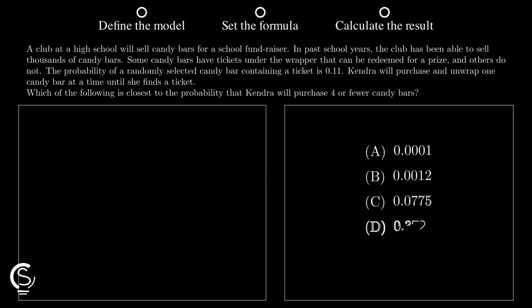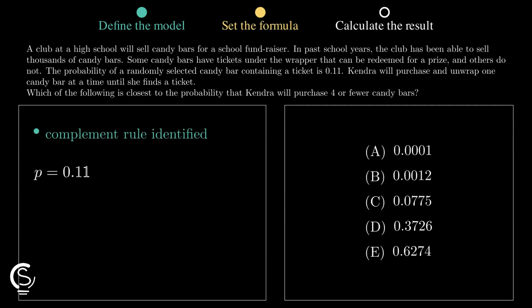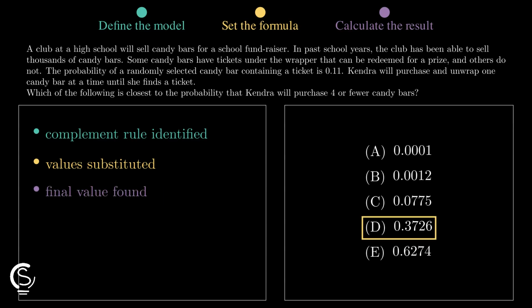Since we stop at the first success, this is a geometric distribution. To find the probability of success within 4 trials, it is easier to subtract 4 failures from 1. With a success probability of 0.11, the failure rate is 0.89. We raise this to the power of 4 to find 4 consecutive failures. Calculating 0.89 to the 4th power gives 0.6274. Subtracting this from 1 gives us the final probability of 0.37.